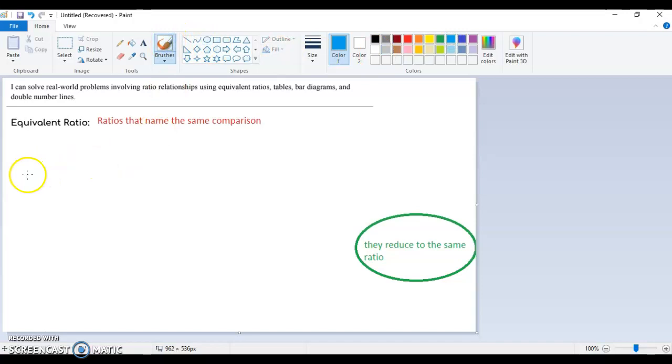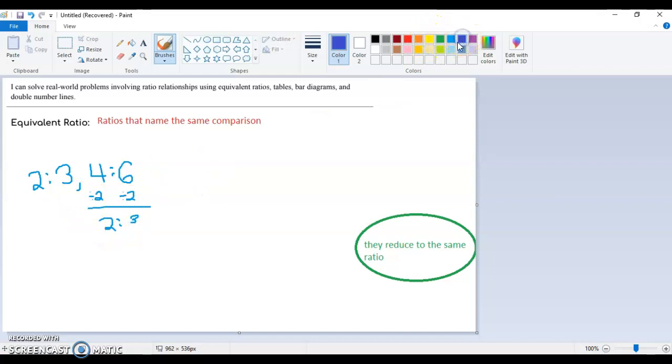Let's just start with an easy one. Let's start with 2 to 3. Well, an equivalent ratio to that would be 4 to 6. Notice I can check it, divide by 2, divide by 2. That's going to get me 2 to 3. Notice those two are the same.